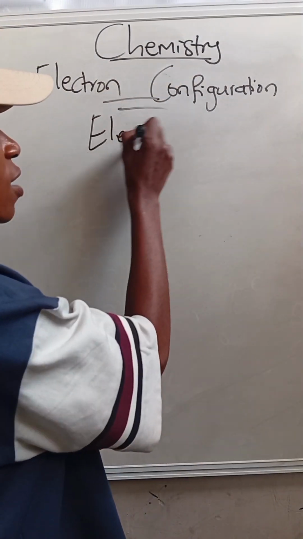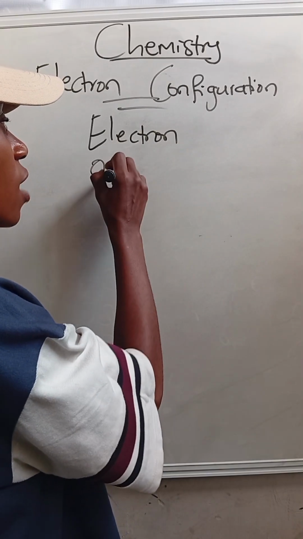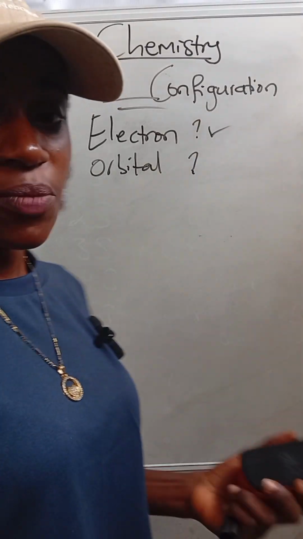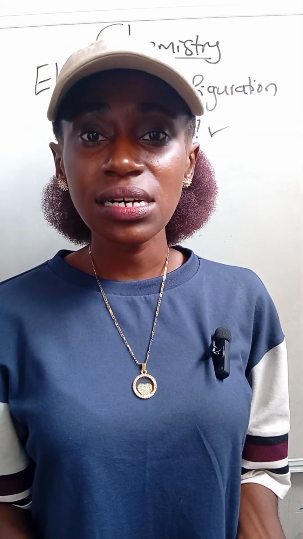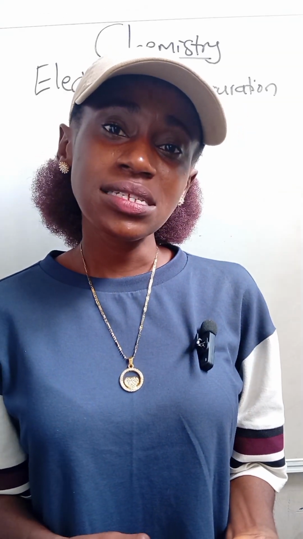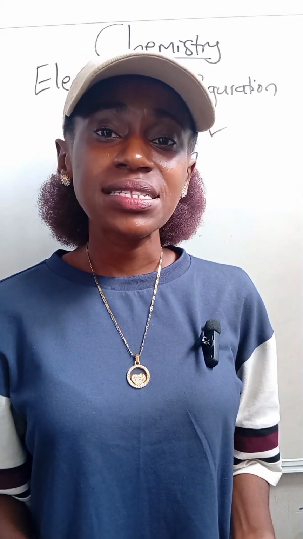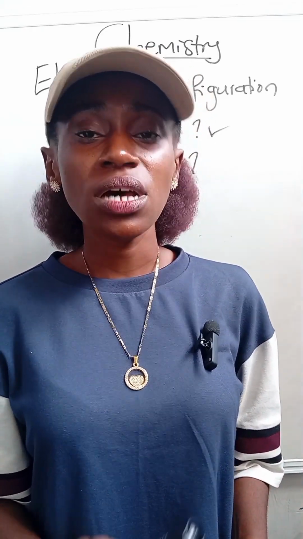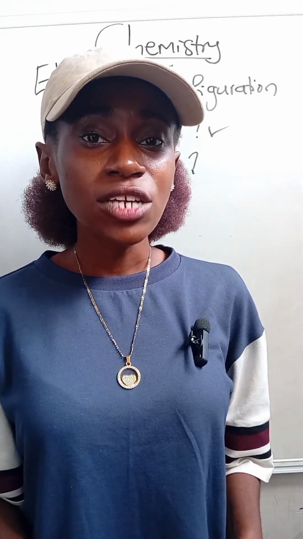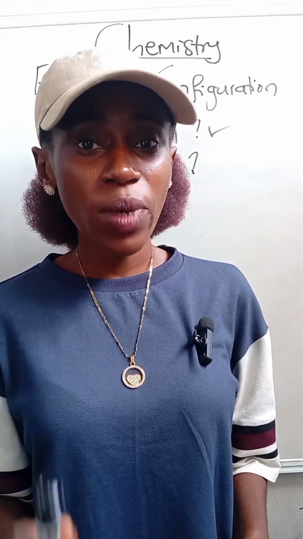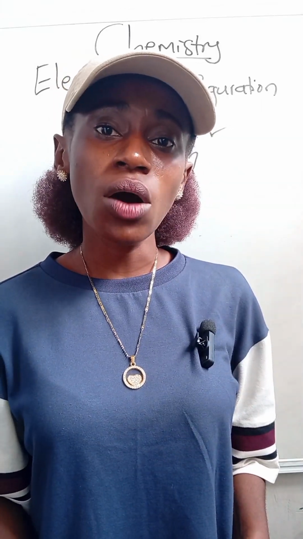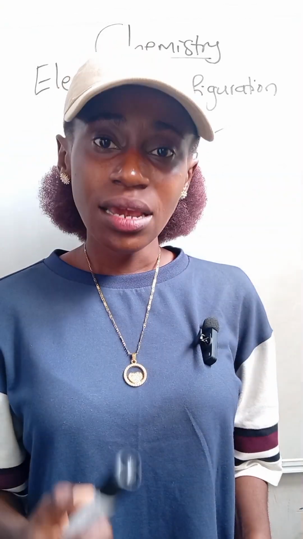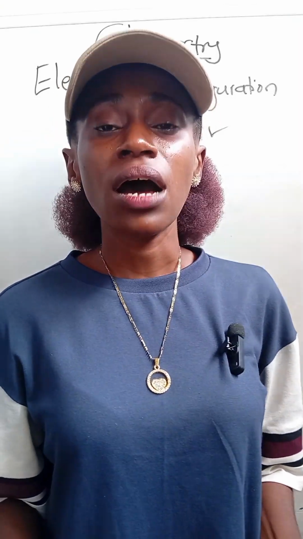The first one we have is electron, and the second one is orbital. An electron is a negatively charged particle that is constantly moving around the nucleus of an atom in an orbital manner.